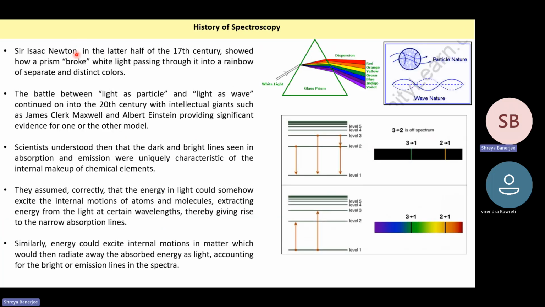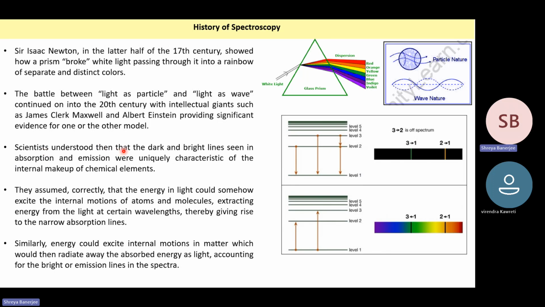So to go into the basics of spectroscopy, Sir Isaac Newton in the later half of the 17th century showed that when white light passes through a prism, it breaks up into the 7 colors. Then in the 20th century, there was a debate between whether light has particle nature or a wave nature, and different scientists supported different models. Now we know that light has both natures, behaving as a particle in some cases and as a wave in other cases.